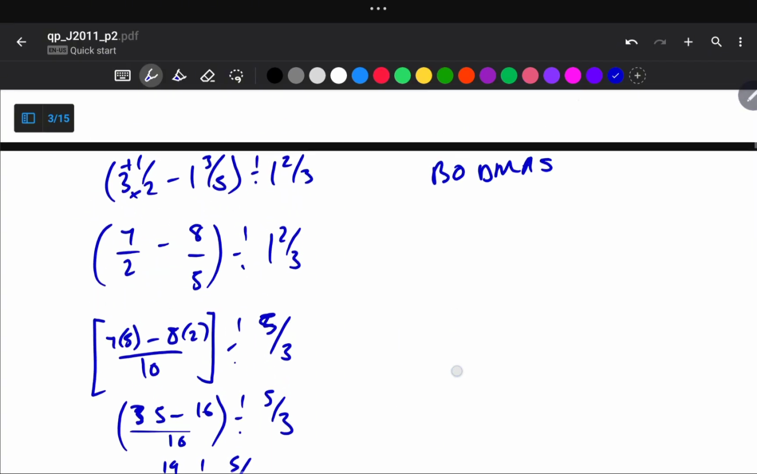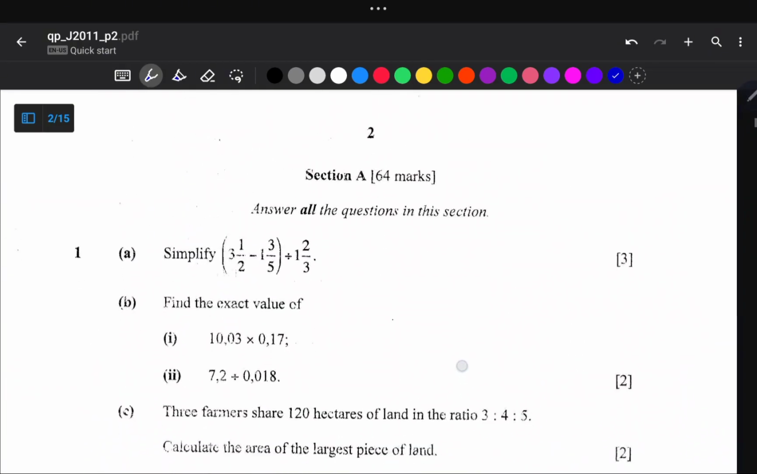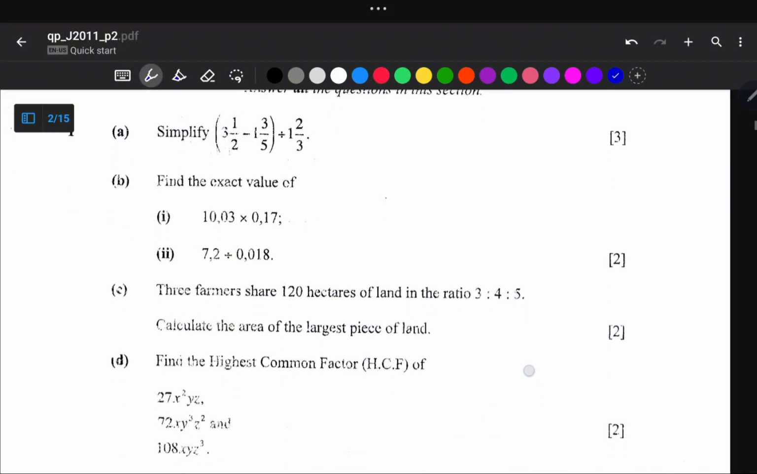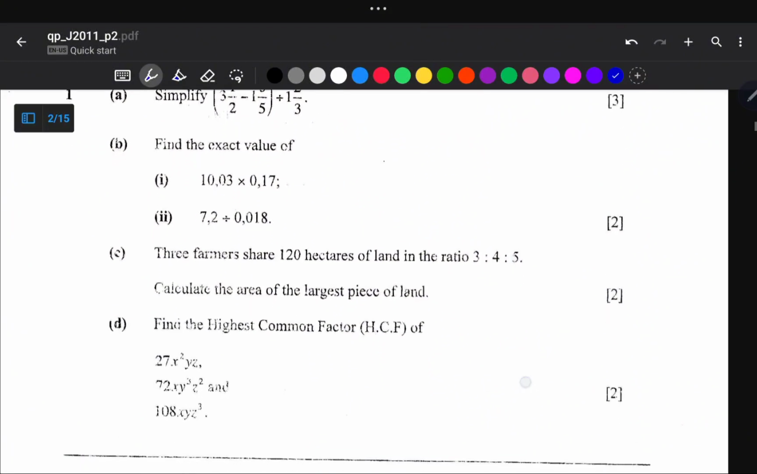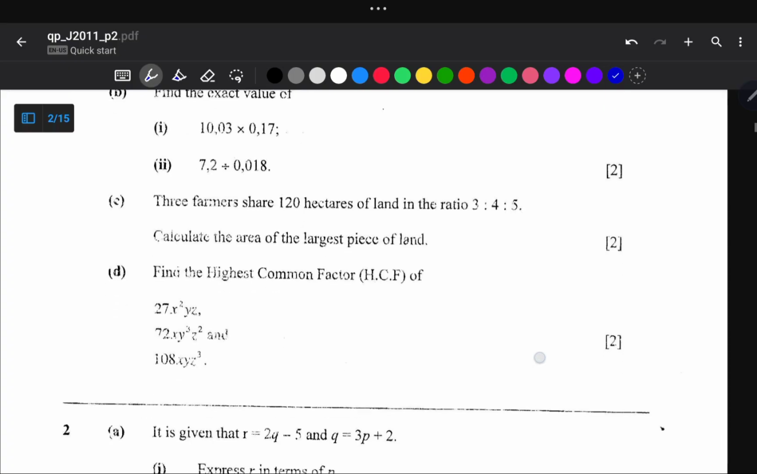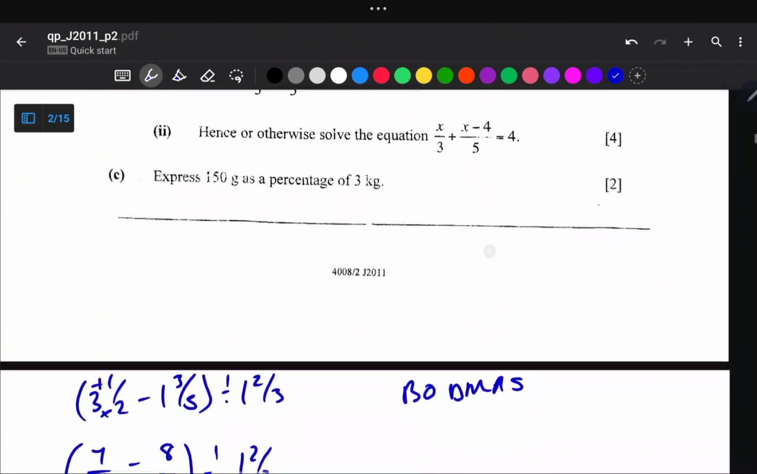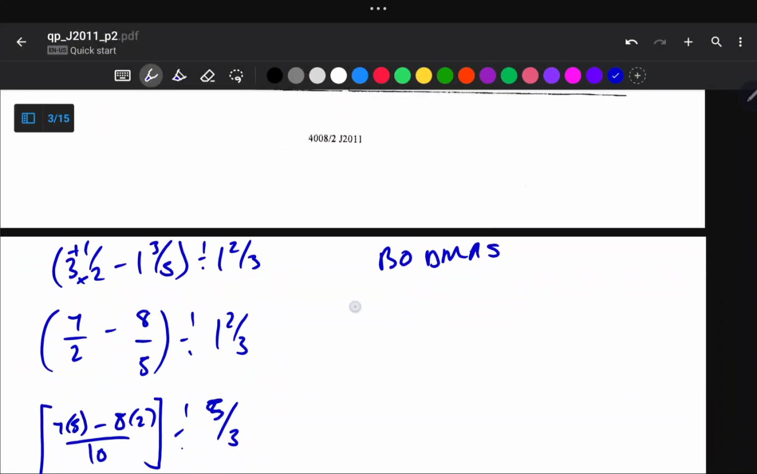Okay, so let us move on to the next part of our question, which says find the exact value of 10.03 multiplied by 0.17. So we are having what? So this is number 1, item 2, it says 10.03 by 0.17. So we want to find the exact value of 10.03 multiplied by 0.17.